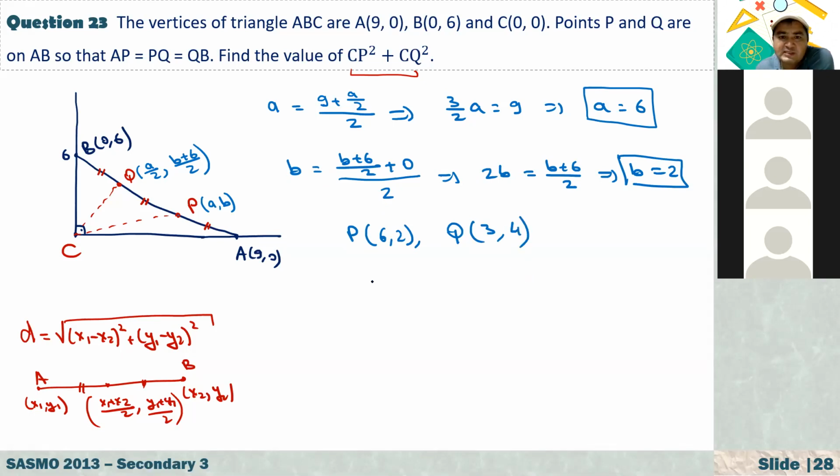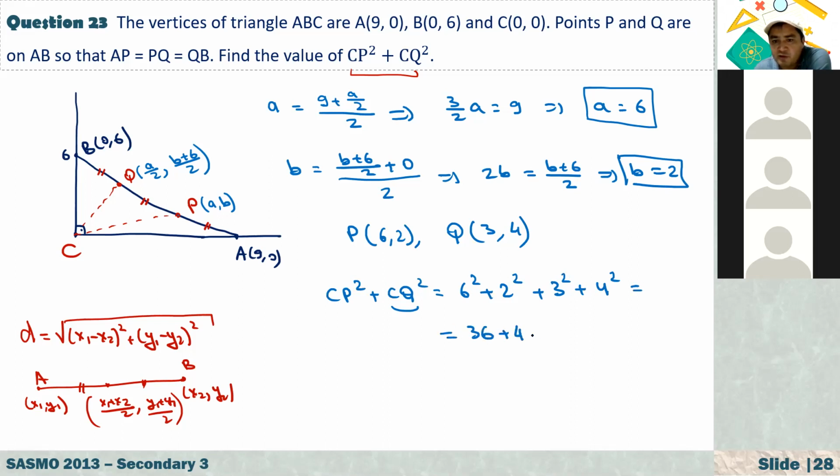So the question is CP squared plus CQ squared. What is CP squared? The distance from C to P, that is 0 plus 6, 6 squared plus 2 squared. And how about CQ squared? That is just 3 squared plus 4 squared, which is equal to 36 plus 4 plus 9 plus 16. That is equal to 40, 25, 65. So the answer is 65.